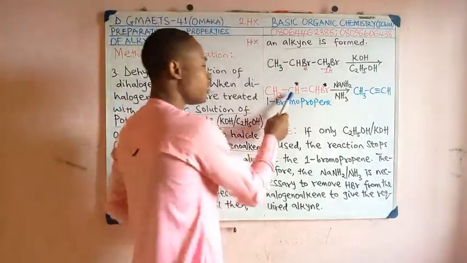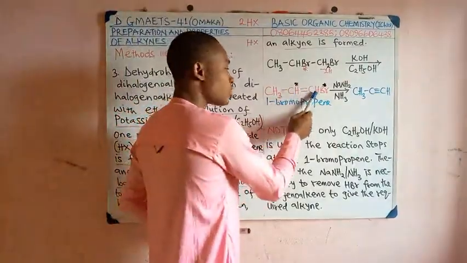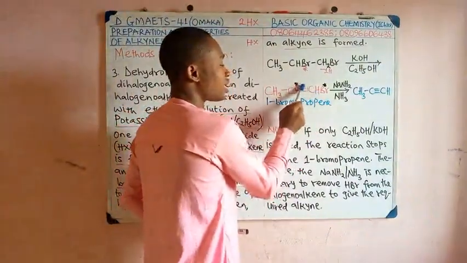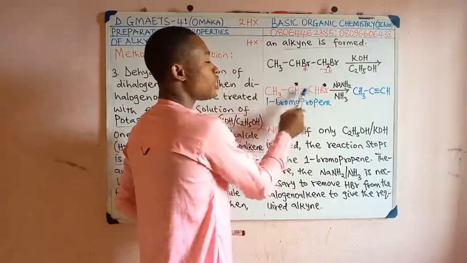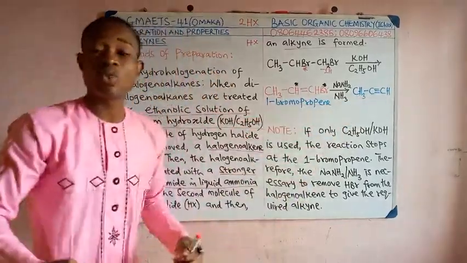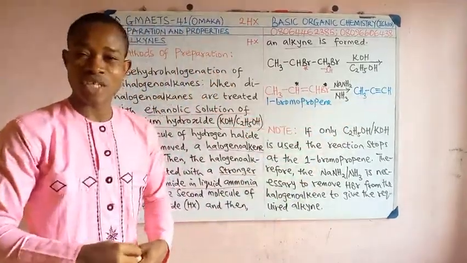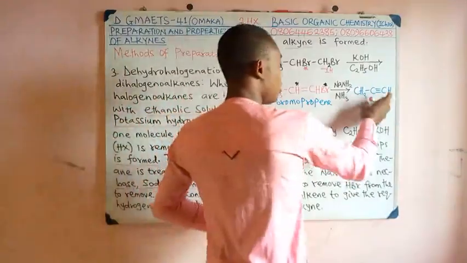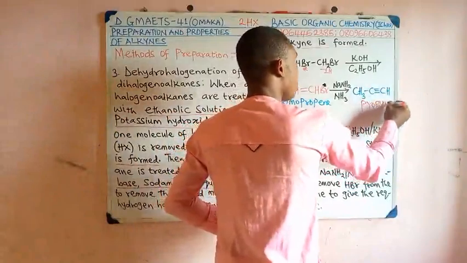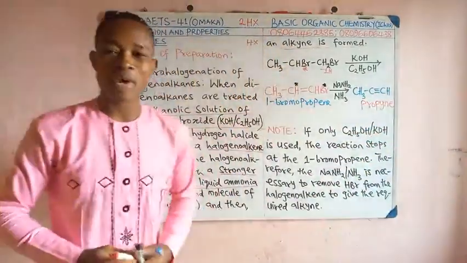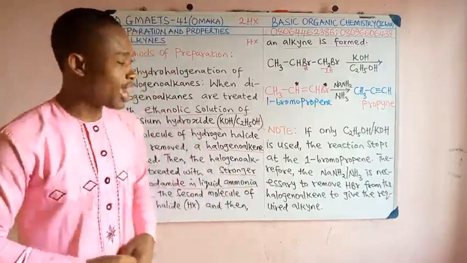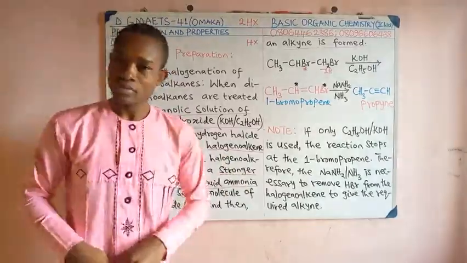Once again, take note that you removed something from this carbon, you also removed something from this carbon, so you are going to compensate for it by introducing another extra bond between the 2 carbons, making it a triple bond between the 2 carbons from which you removed the hydrogen halide. Now, the name of this compound is propyne. And of course, you'll be able to prepare an alkyne from dehydrohalogenation of dihalogenal alkane.